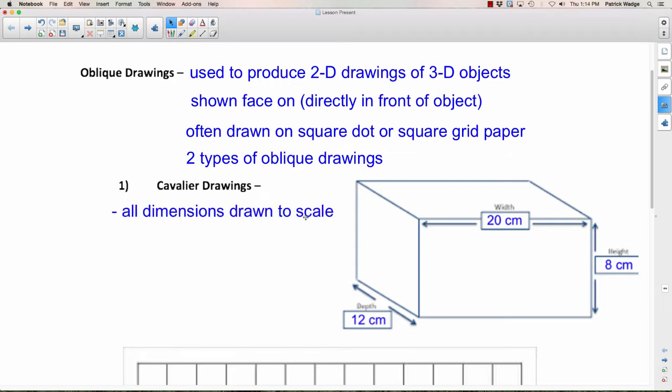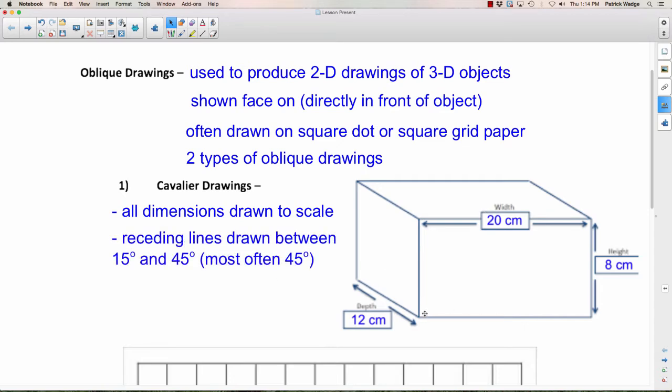Cavalier drawings, everything's drawn to scale. You know what scale diagrams look like. If this thing here, which we're going to draw, is drawn 8 to 12 to 20, it doesn't mean you have to draw it 8 to 12 to 20, but you have to do everything in the same proportion, right?